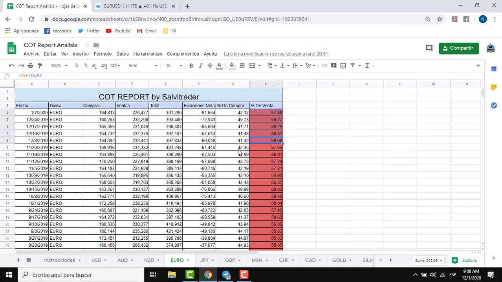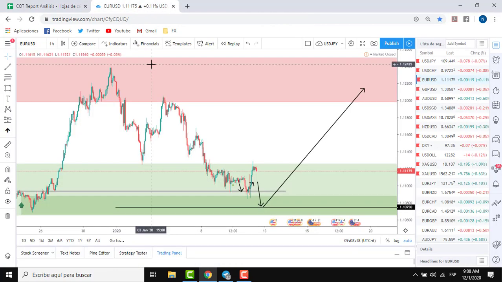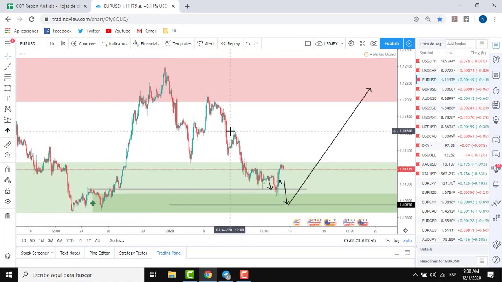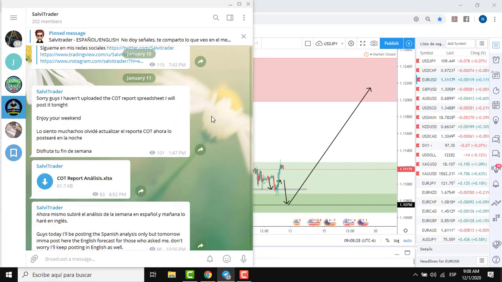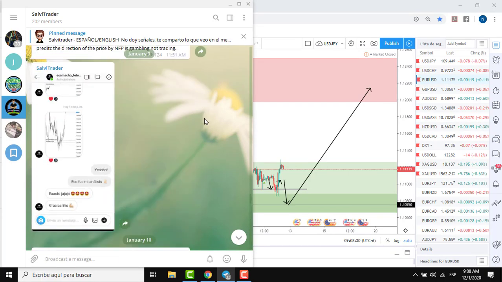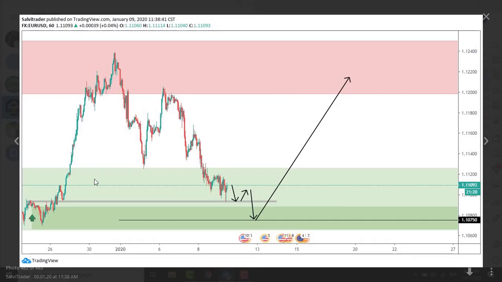Check this out. They are keeping their positions pretty much, not so many changes, but in the short term they are adding buy positions, 40 and 42. So that might be the trend in the lower time frame. All right, do you remember last week I sent this analysis, the euro dollar? There it is. You remember this analysis, right?